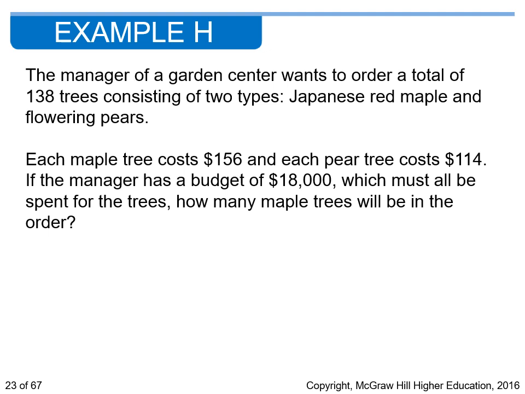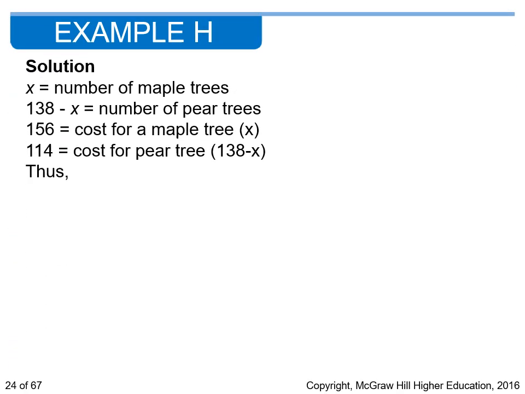All right, we have a manager at a garden center who wants to order trees. 138 trees, some Japanese red maples and some flowering pears. We have the cost of each maple tree and pear tree and the budget of $18,000. Here's the information from the previous slide. X is the number of maple trees, and we want 138 trees. So that means that the pear trees has to be 138 minus X. The cost of the maple tree was $156, and the cost of the pear tree was $114.